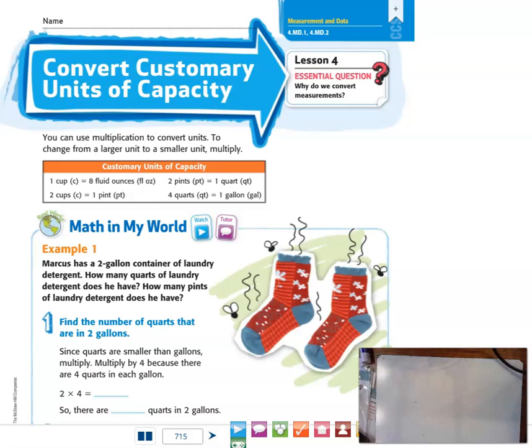Hello, we're on Chapter 11, Lesson 4, page 715. Our essential question is, why do we convert measurements? And we've got another orange box, like the lengths measurement on Lesson 2.